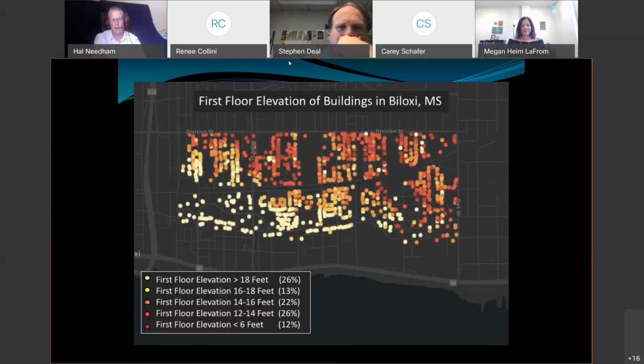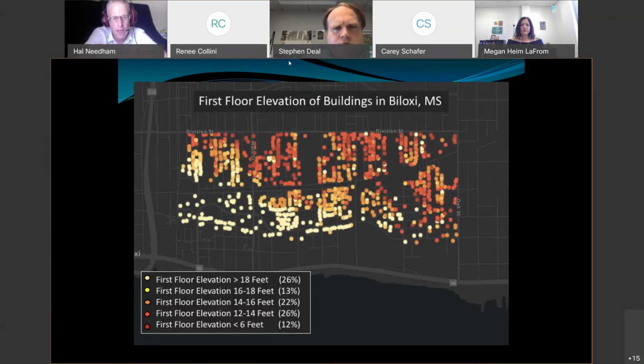So the first floor elevation of Biloxi. This was really interesting. In the project area, 26% of the buildings were greater than 18 feet. But on the other end, 12% were less than 6 feet. This is all calibrated to the North American Vertical Datum of 1988, or NAVD 88.